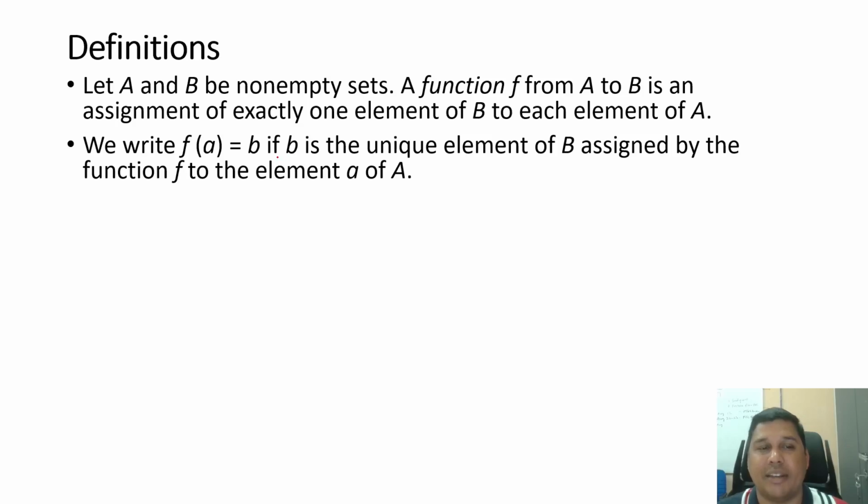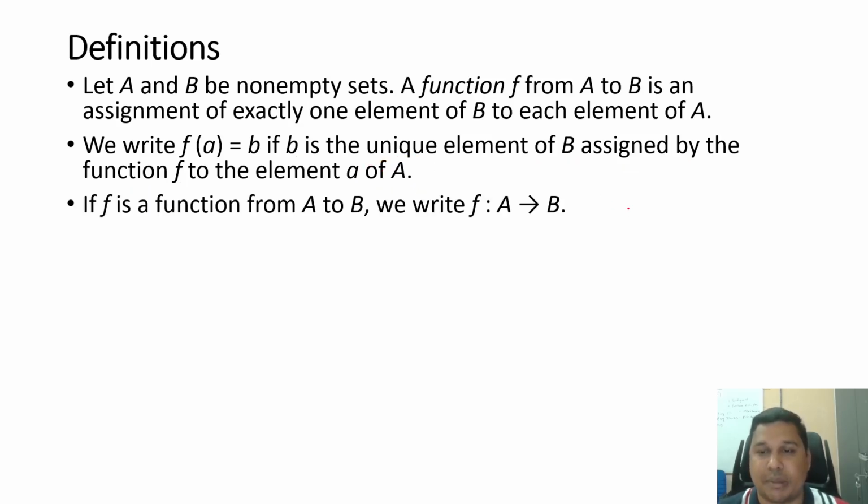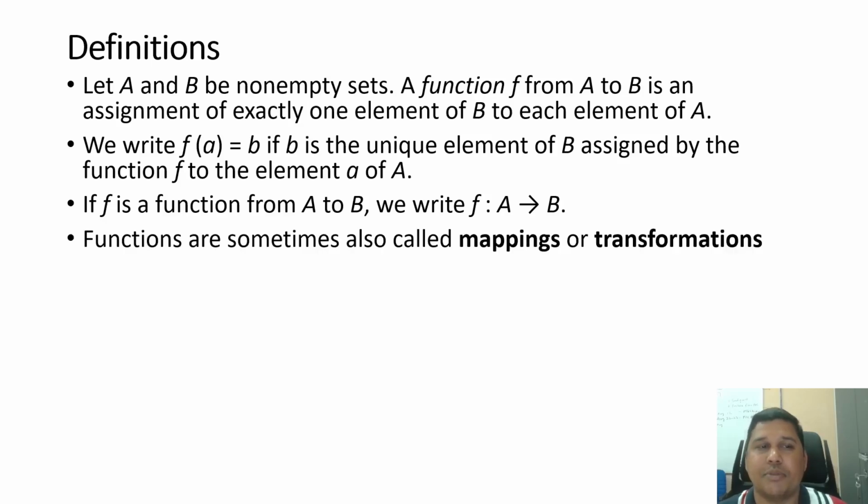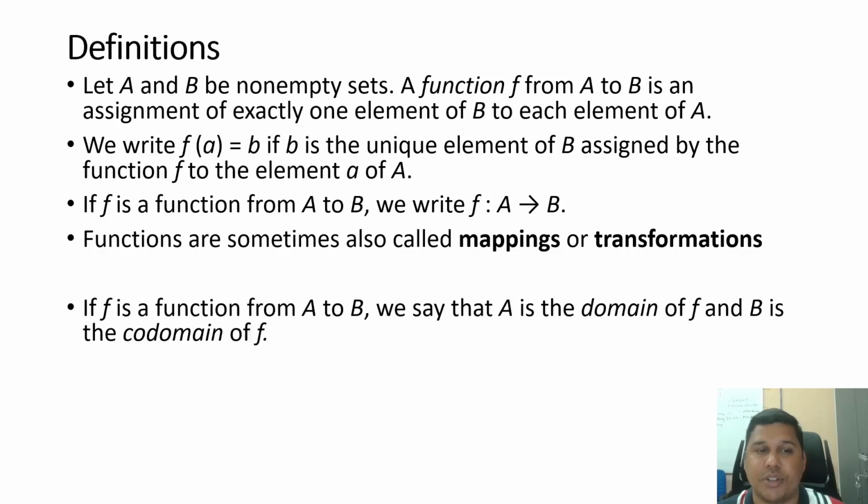We can write it like this: f of a equal to b if b is the unique element of set B assigned by the function f to the element small a of the set capital A. Mathematically we write it like this: f colon A to B. Sometimes functions are also called mappings or transformations. So we have the concept of domain and codomain. If f is a function from A to B, we say that A is the domain of f and B is the codomain of f. The input part is the domain and the output set is the codomain.